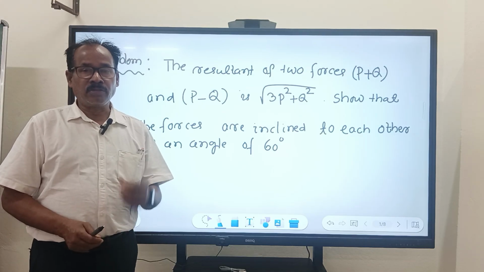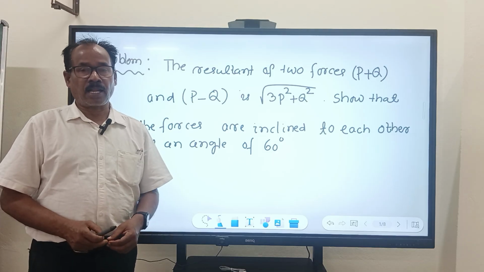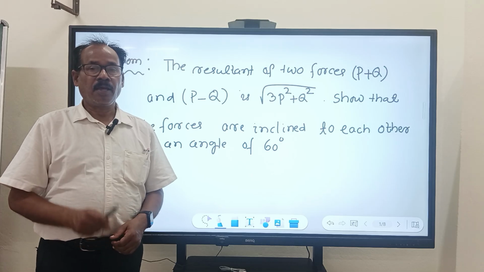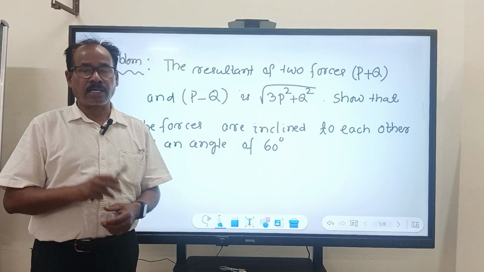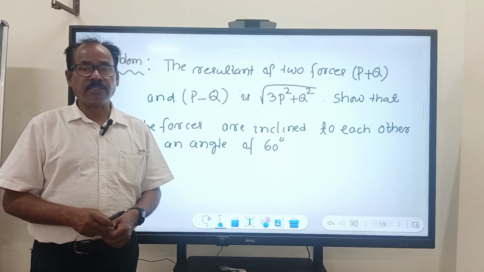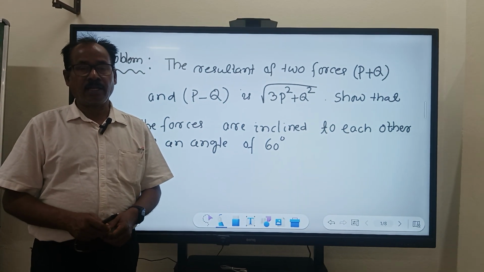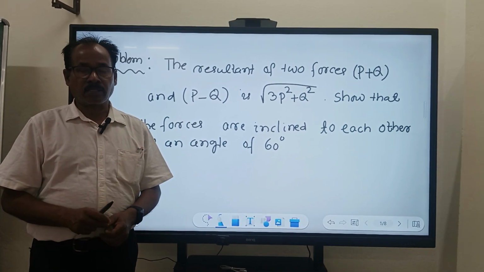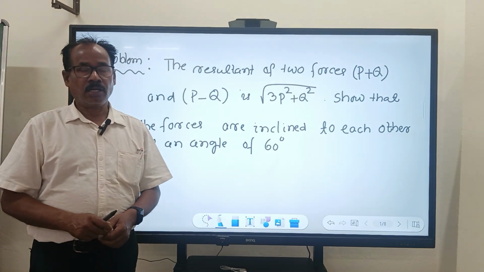Today, I will discuss two problems on the basis of the parallelogram law of forces. You know that if P and Q are two forces, theta is the angle between the two forces of a parallelogram, and R is the resultant of P and Q, then R is equal to root over P square plus Q square plus 2PQ cos theta.